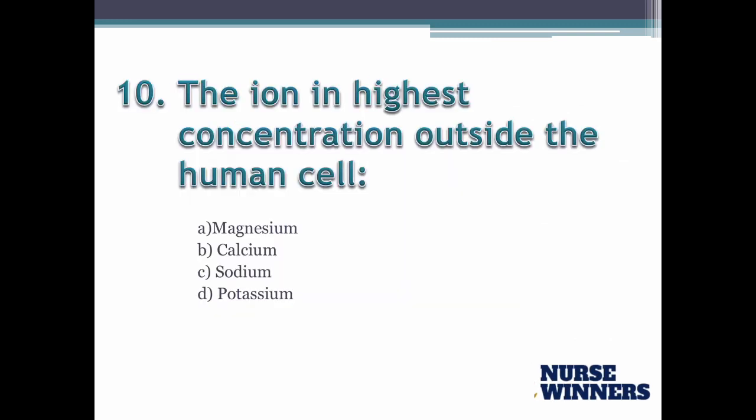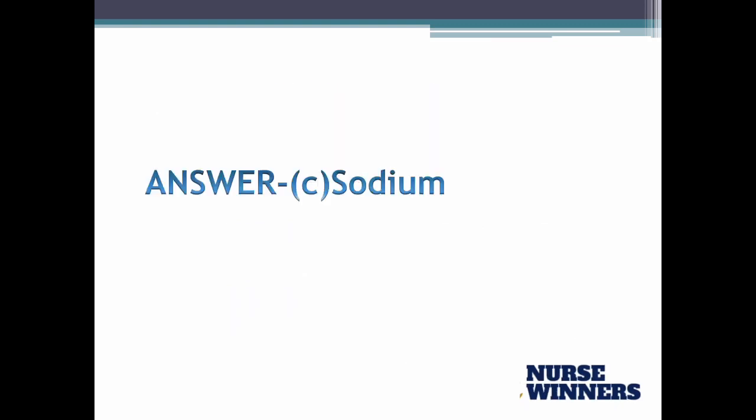Tenth question. The ion in the highest concentration outside the human cell is options: A. Magnesium, B. Calcium, C. Sodium, D. Potassium. The right answer is option C. Sodium.